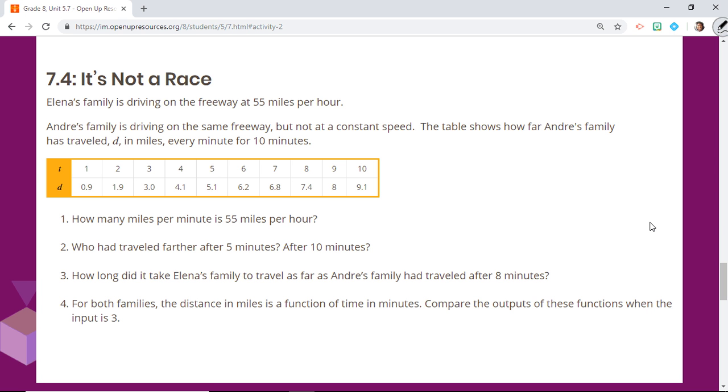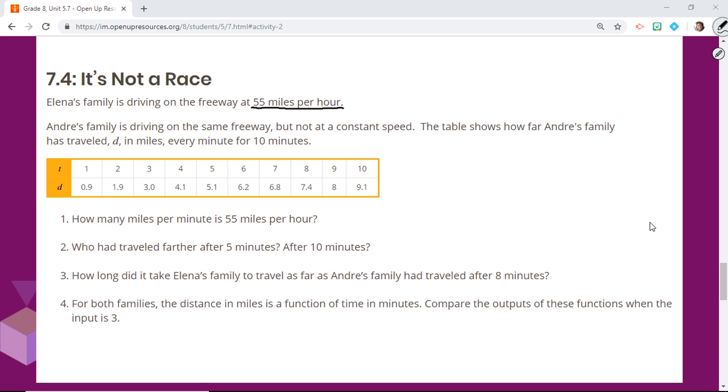All right, so let's look at Elena. All we know is that her family is traveling at 55 miles per hour. Okay? So we're going to go ahead and assume that that's a constant speed, because they point out to us that Andre's speed is not constant. So 55 miles per hour. And then for Andre, we have a table.